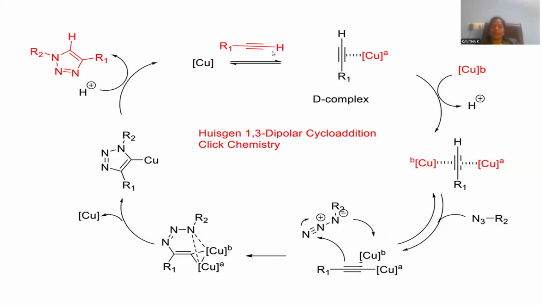It will work again upon another acetylenic molecule in order to initiate that kind of coordination, followed by this cycloaddition reaction. This is the way the Huisgen 1,3 dipolar cycloaddition click chemistry reaction will be accomplished, and the copper is the kind of regenerated catalyst. It is able to reinitiate the reaction further, giving rise to a reaction in a faster manner.